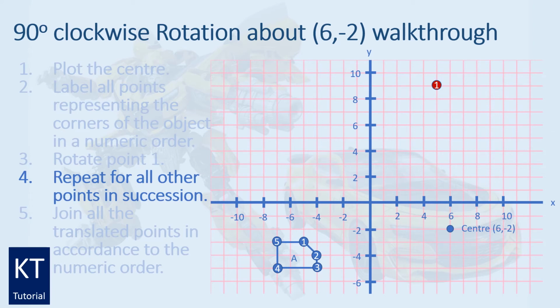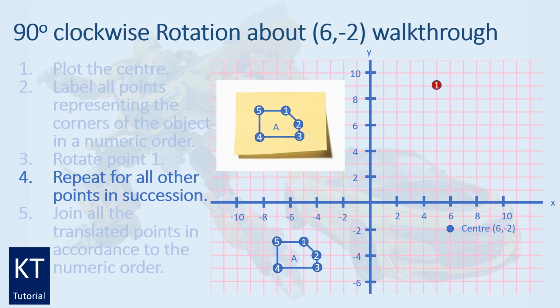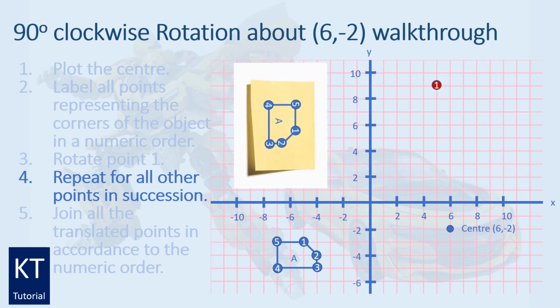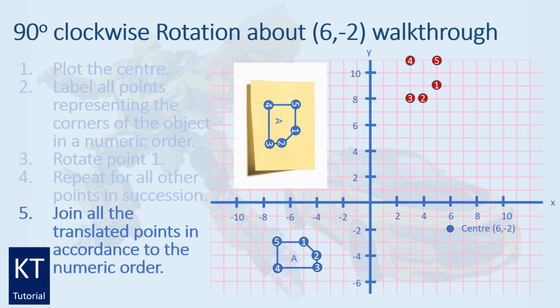One simpler way of doing this is to plot the object on a separate piece of paper. Then rotate this separate piece of paper by 90 degrees to provide you with a sense of where points 2, 3, 4, and 5 should be. Step 5. Join all the translated points in accordance to the numeric order.